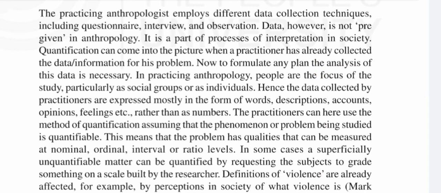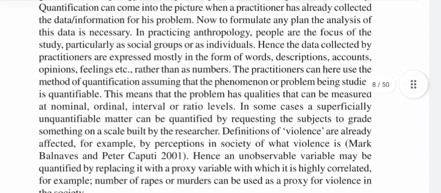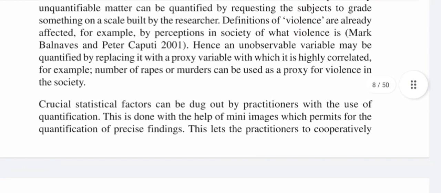In some cases, a superficially quantifiable matter can be quantified by requesting the subjects to grade something on a scale built by the researcher. Definitions of violence are already affected, for example, by perception in society of what violence is. Mark Balnefs and Peter Caputi 2001. Hence, an unobservable variable may be quantified by replacing it with a proxy variable with which it is highly correlated. For example, numbers of rapes or murders can be used as a proxy for violence in the society.